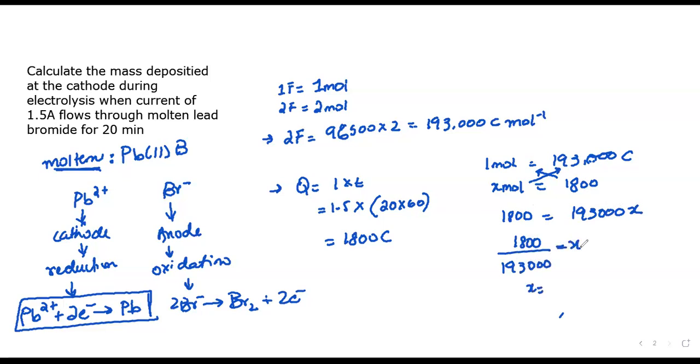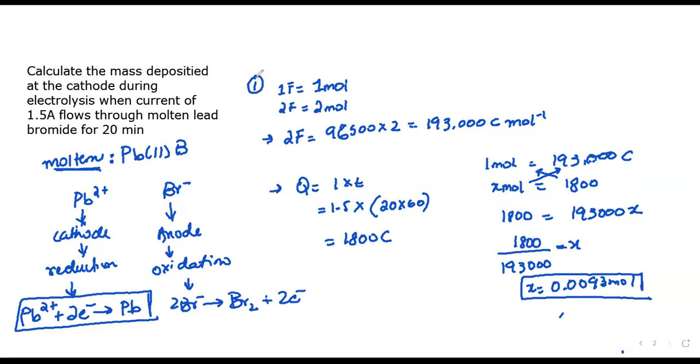X is going to come out as, hold on 1 second, 1800 divided by 193,000, 0.0093. So these are the moles of lead I will be able to produce by using 1.5 ampere current for 20 minutes.